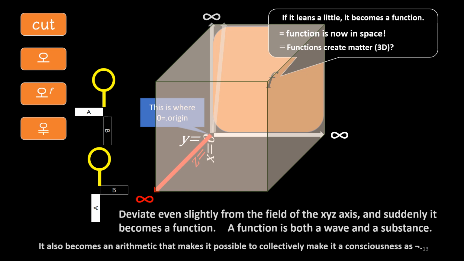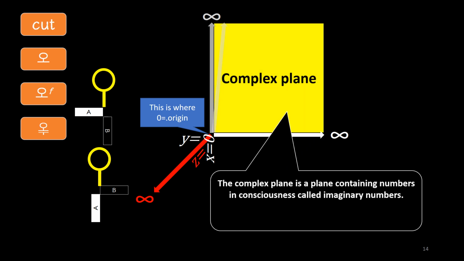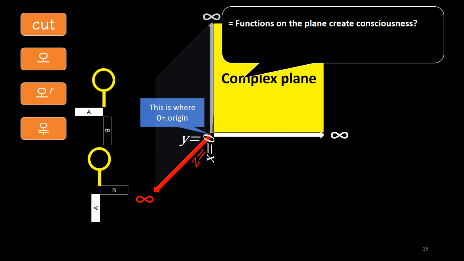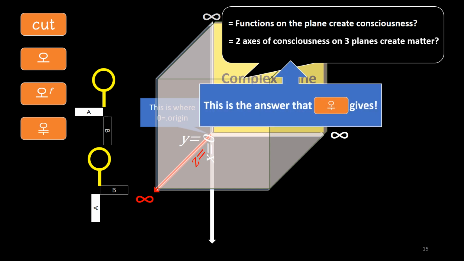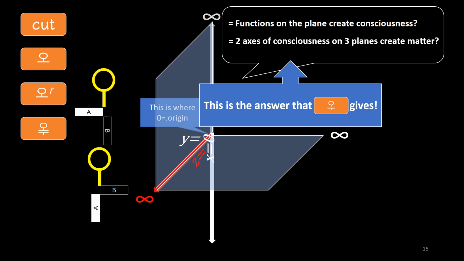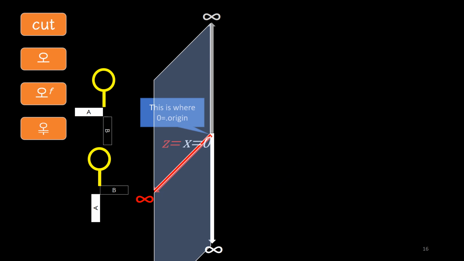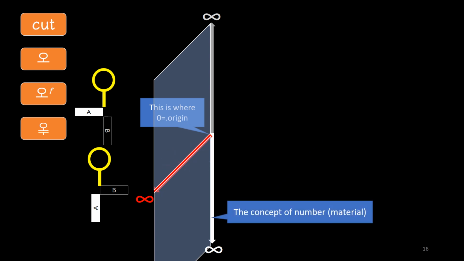It also becomes an arithmetic that makes it possible to collectively make it a consciousness as not. The complex brain is a brain containing numbers in consciousness, called imaginary numbers. Do functions on the brain create consciousness? Do 2 axes of consciousness on 3 brains create matter? This is the answer that orthogonal Rosen gives. The concept of number, it means material.